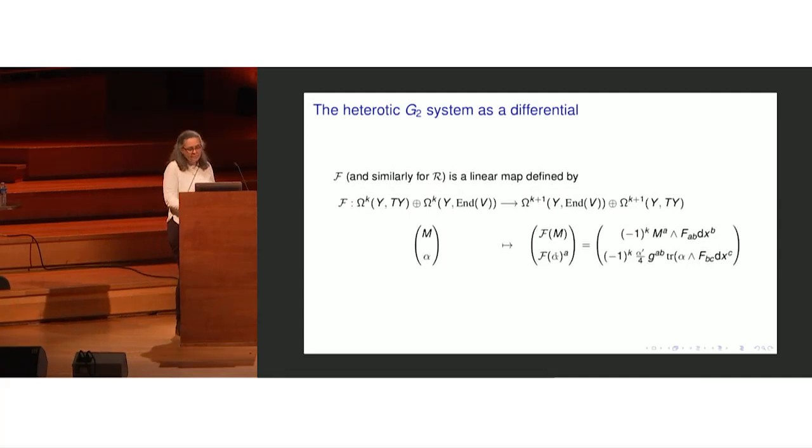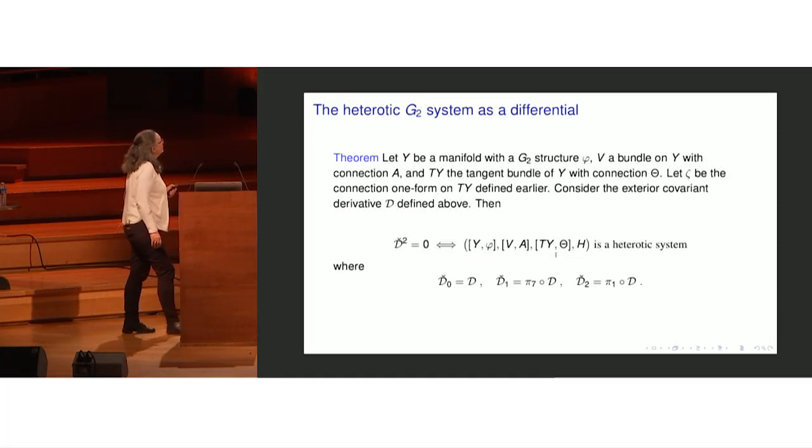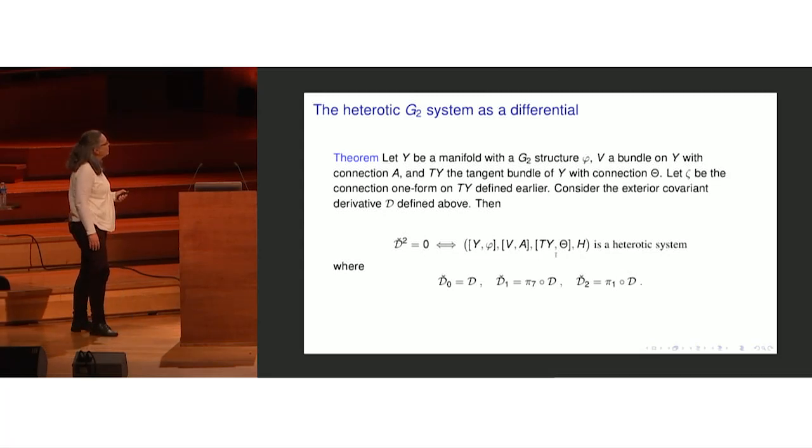So the theorem that we proved is the following. Let Y be a manifold with a G2 structure phi, V a bundle on Y with connection A, and TY the tangent bundle on Y with connection theta.